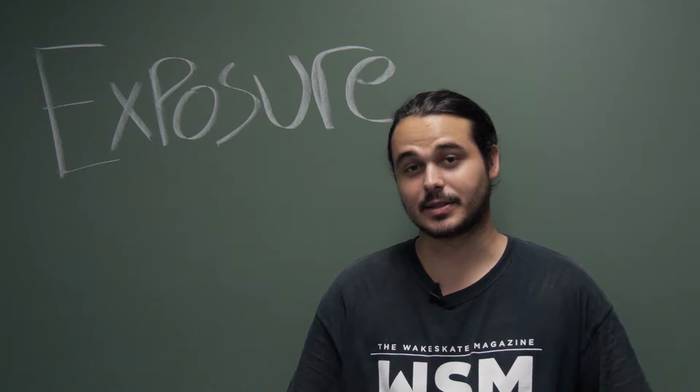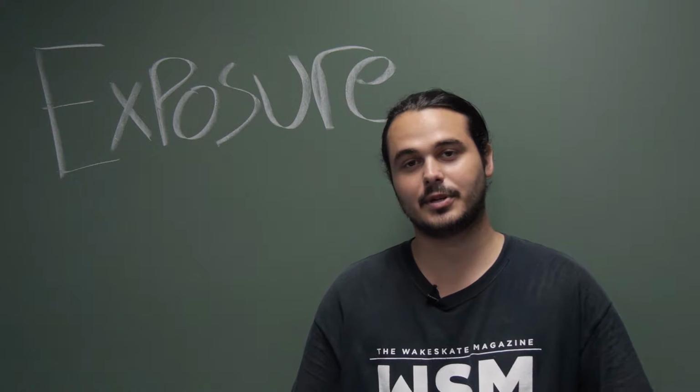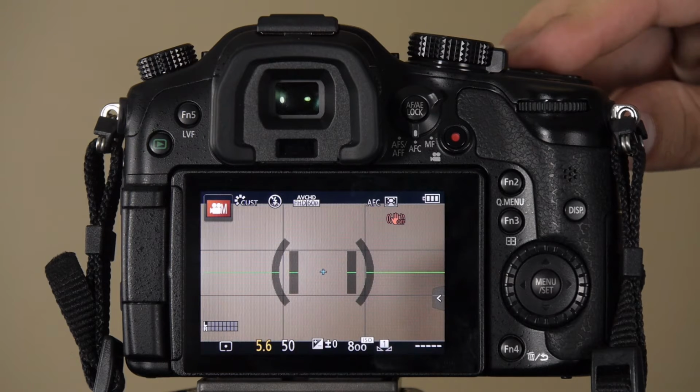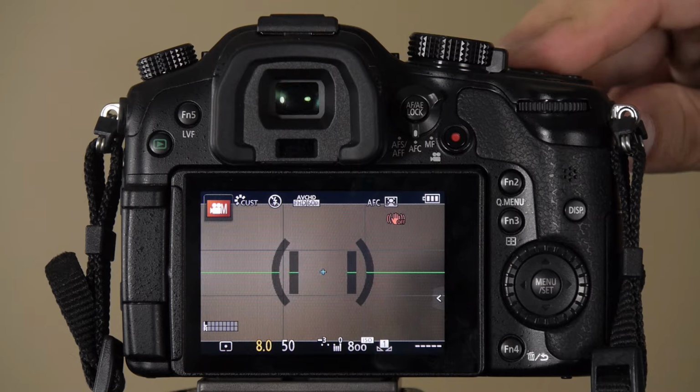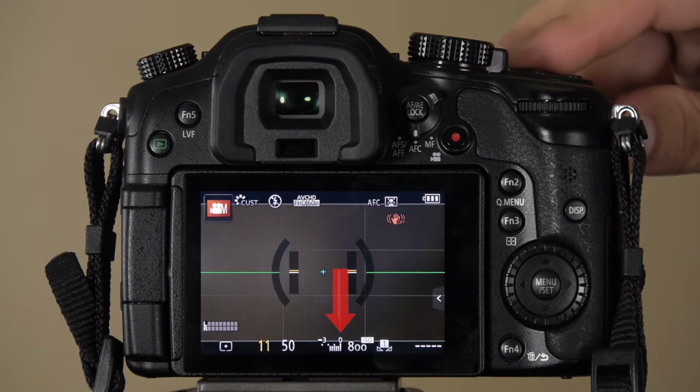Exposure simply means, is there enough light to capture an image on your film? Too much light will result in overexposed film. Too little will result in underexposed film. The camera communicates this to you through the exposure meter.